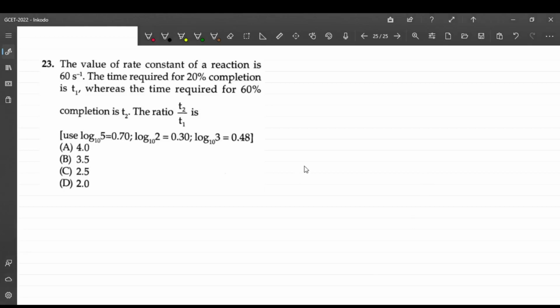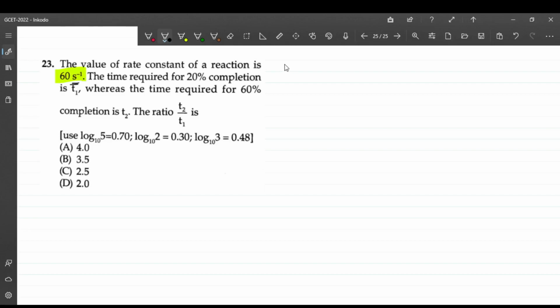Question 21. The value of the rate constant of a reaction is 60 per second. The time required for 20% completion is T1, whereas the time required for 60% completion is T2. The ratio of T2 by T1 is asked. Here we can understand that this is a first order reaction from the unit of the rate constant. The unit of the rate constant is per second, which means this is a first order reaction, right?